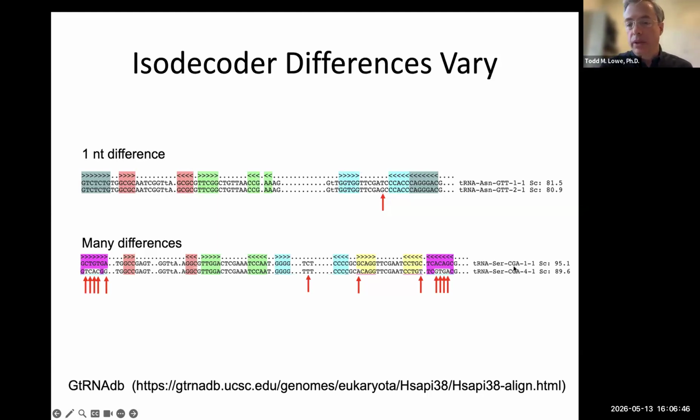So there are some cases where there are many differences between these different isodecoders. Serine CGA, both of these have CGA anticodons. However, they have very different sequences in their acceptor stem and at multiple other places. In some cases, some of these might be sites where there's a modification that's on one and not the other. So these can be sources for variation that may have very important functional distinctions.